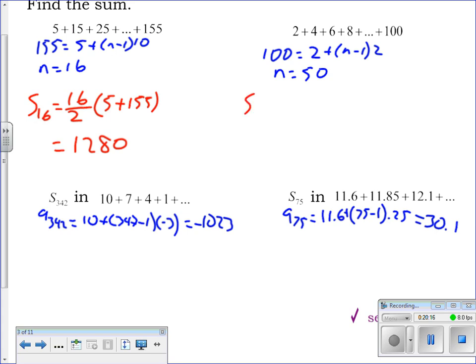Here I need the sum of the first 50 terms. 50 divided by 2 times 2 plus 100. So that's 102 times 25, which is 2550.